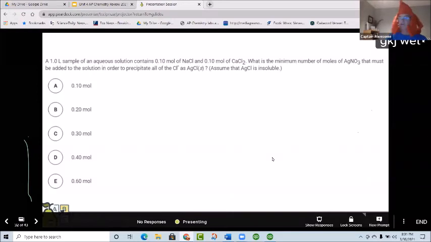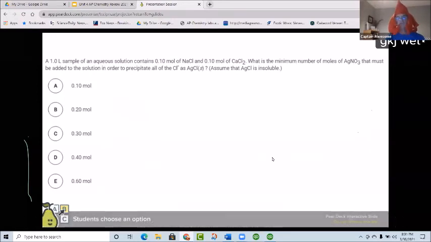All right, so this is a very common question for the AP exam. So here's what I want you to think about. When they tell you it's 0.1 moles of NaCl and 0.1 moles of CaCl2, they're trying to play a trick on you. They're saying to precipitate it out with silver, how many moles of silver will you need? Well, the number of moles of silver that you need is equal to the number of moles of Cl- ion. So think about what is the total number of moles of Cl- ion running around in solution, and then go ahead and choose an option.